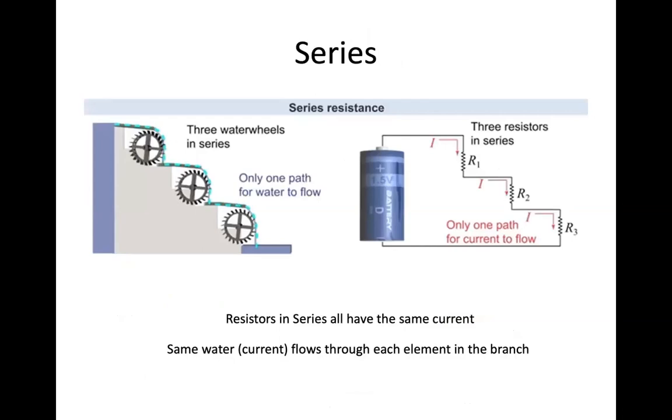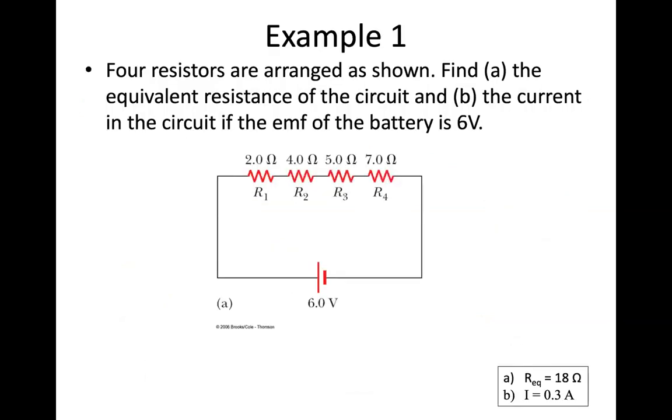Okay, so let's focus on series first, right? Resistors in series all have the same current. Water cannot go elsewhere, so however much flows through resistor 1 must also flow through resistor 2, must also flow through the resistor 3, right? So the same water or current has to flow through each element in that branch.